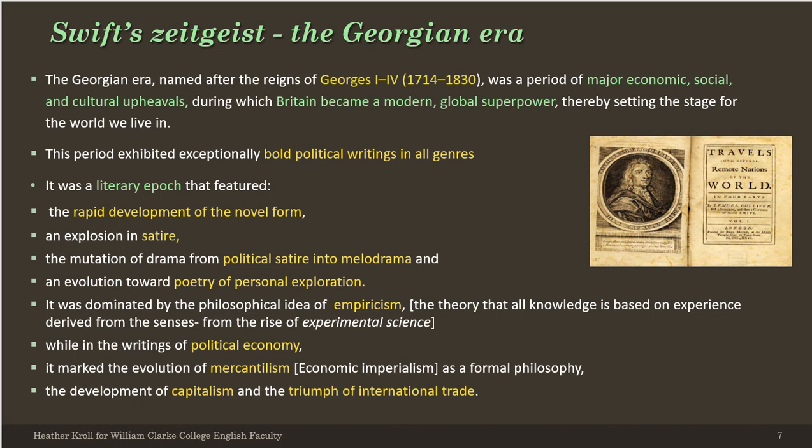This period exhibited exceptionally bold political writings in all genres. Now, one of the reasons for that was because only the super rich and powerful were able to have a political voice. So that's all those lords and ladies. Everyone else didn't have a say. So it was a constitutional monarchy, but your average Joe Blow didn't get to vote. Your average Joe Blow couldn't read either.